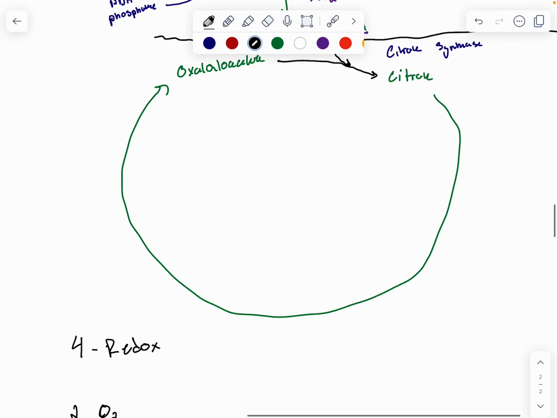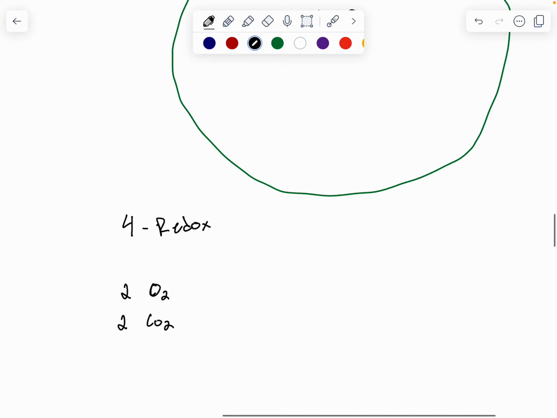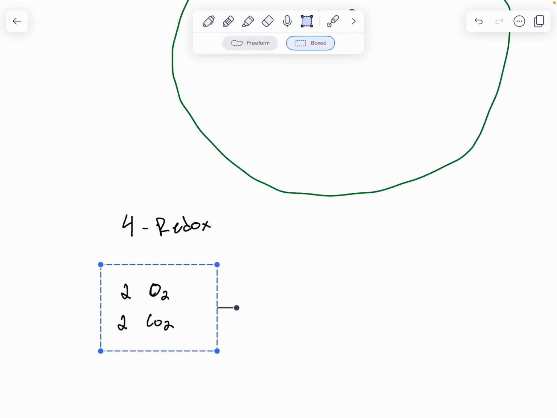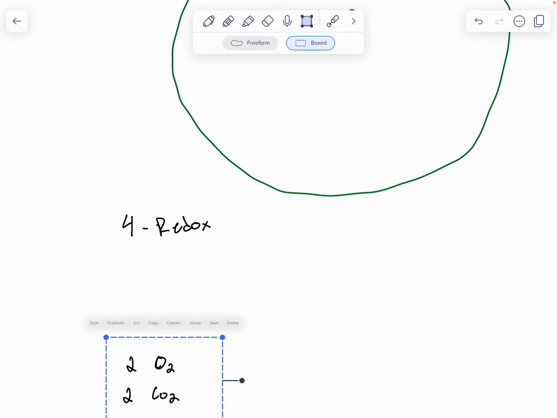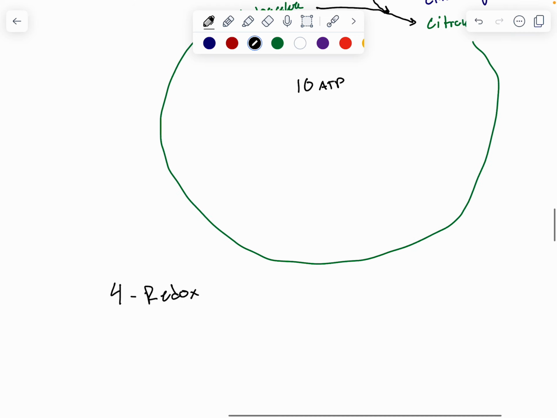And in total, per 1 turn, we generate 10 ATP. So let's break down this ATP count. We are going to be having 4 redox reactions, and then we are also going to be generating an ATP between succinyl-CoA and succinate.